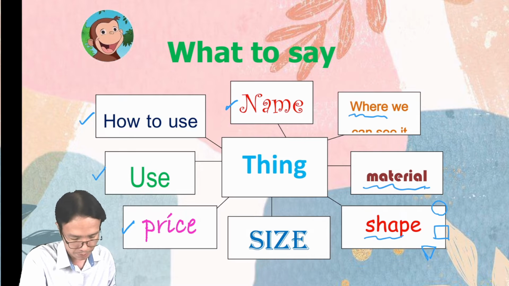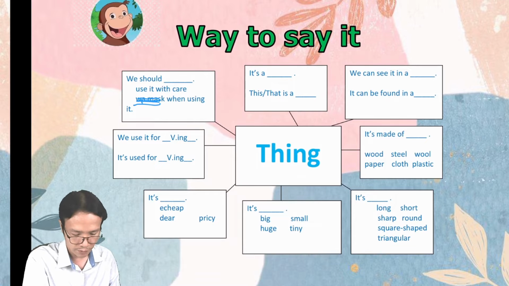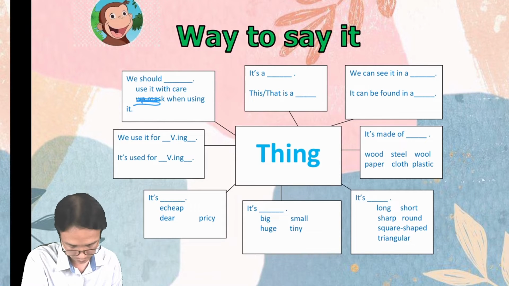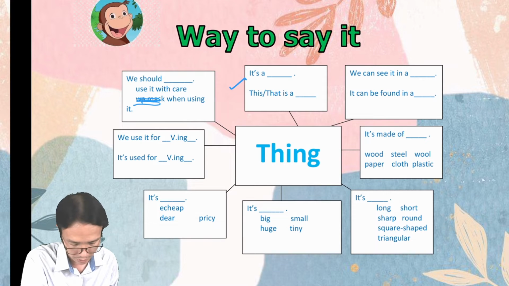Now let's see the example. Let's see the way to say each piece of information. First, look at this. You have to say what it is.